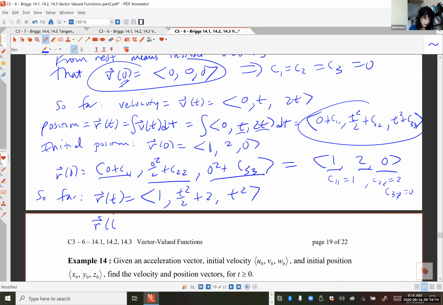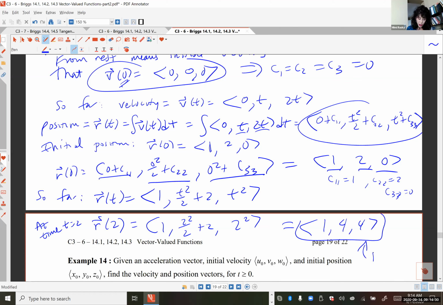We're just going to evaluate our position function at time t equals 2 seconds. So that's just substituting. And we'll get this position, 1, 4, 4. And that's the final answer to this problem. So I told you it was going to be a multi-step problem, and there you go. Woo! Had to integrate twice and have fun and all that good stuff.